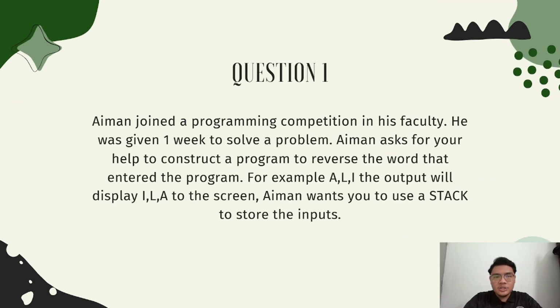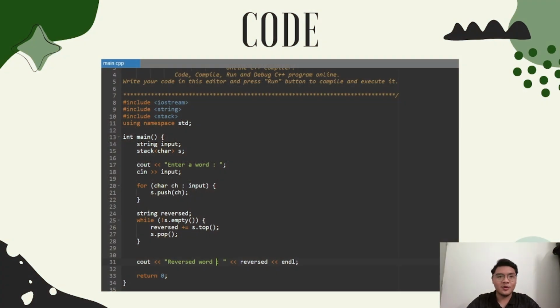Aiman joined a programming competition in his faculty. He was given 1 week to solve a problem. Aiman asked for help to construct a program to reverse the word that is entered into the program. For example, ALI, the output will display ILA on the screen. Aiman wants you to use a stack to store the inputs. So let's continue with the coding.